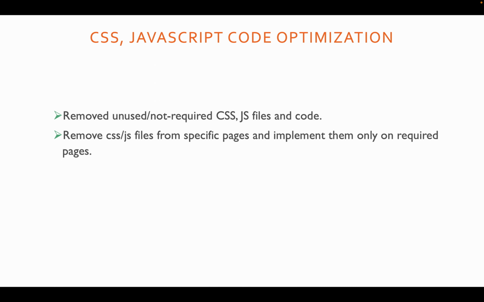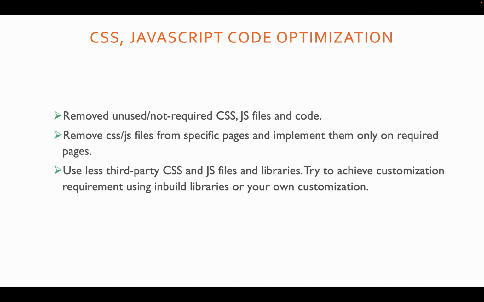The next thing that you need to do is use fewer third-party CSS and JavaScript files in your project. Basically, you have to try to minimize the use of any third-party JavaScript or CSS libraries, and try to achieve your custom requirement using built-in JavaScript libraries and CSS files. This way we will be loading fewer CSS and JavaScript libraries and we will achieve our requirement also.